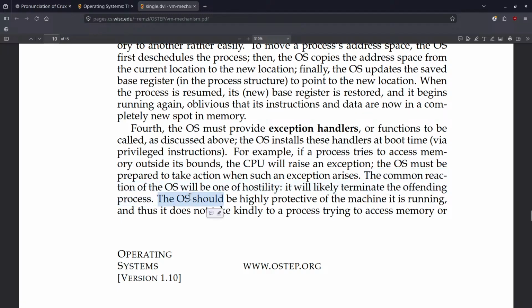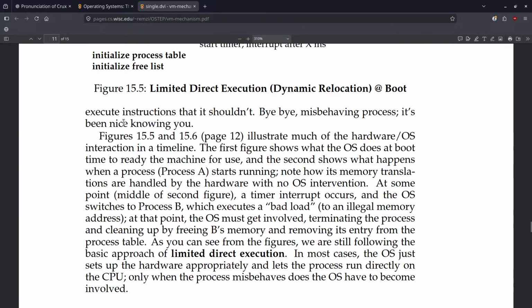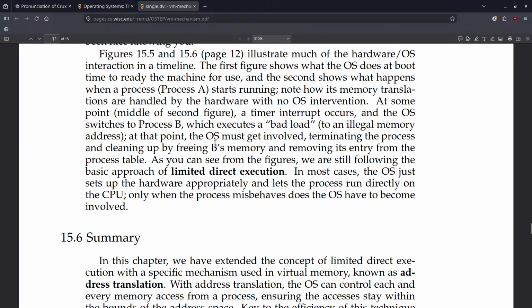The OS should be highly protective of the machine it is running, and thus it does not take kindly to a process trying to access memory or execute instructions that it shouldn't. Bye bye, Miss B. It's been nice knowing you.